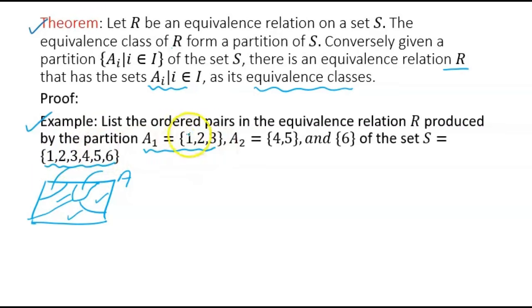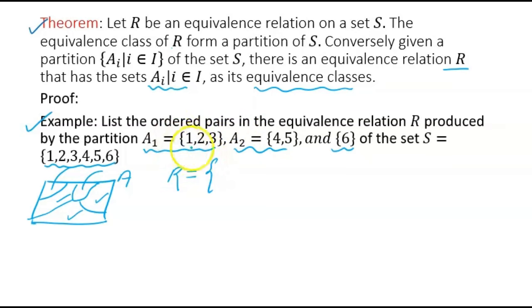And suppose we have a partition that is given like A1, A2 and A3. This is the partition that is given. So based on this partition, if I have to write the equivalence relation, what will be the equivalence relation? Let us understand it. As I told you, for every partition there will be a corresponding equivalence relation.